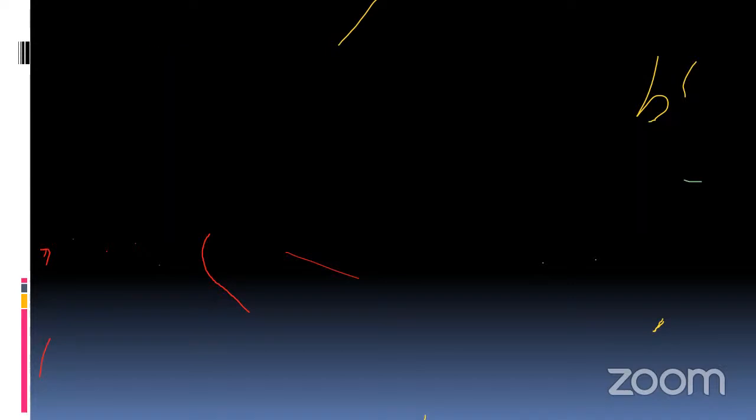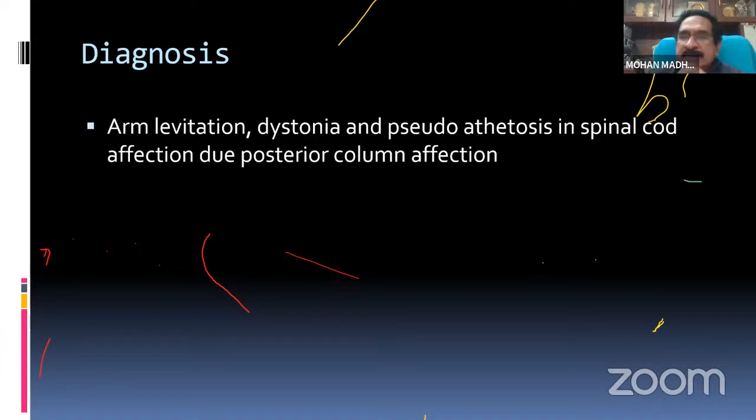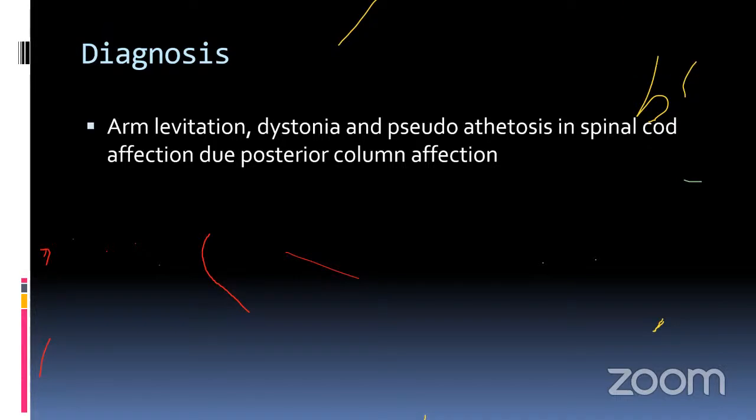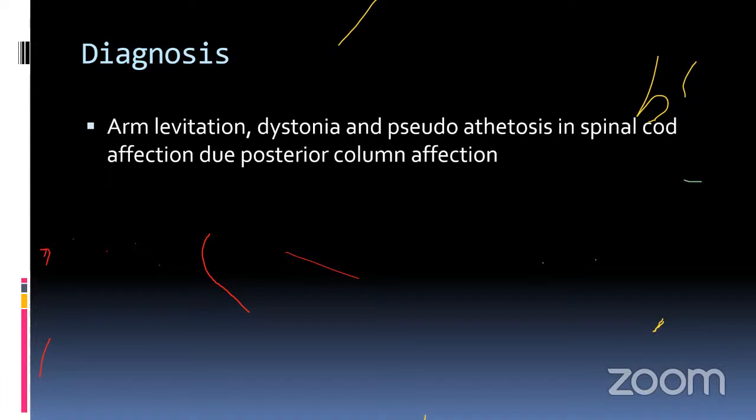Sir, again that is the diagnosis. We are mentioning it's a tumor. It's affecting the posterior column, producing these abnormal movements. So should we say pseudoathetosis or not? Athetosis, it's an athetotic movement, correct. So that is what I was telling.